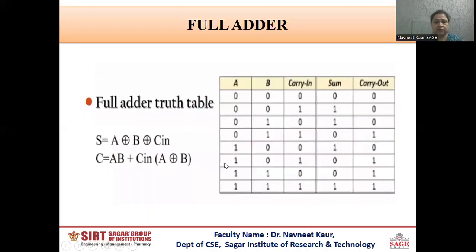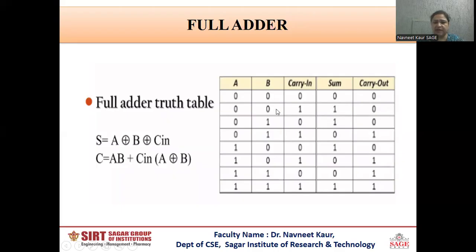Now, this is the truth table of the full adder circuit. Since there are three inputs, we will have a total of 8 combinations, starting from 0, 0, 0 to 1, 1, 1. In between, we have 0, 0, 1, 0, 1, 0, 0, 1, 1, 1, 0, 0, 1, 0, 1, 1, 1, 0. Now, for these 8 input combinations, we will generate sum and carry output. Say if all the 3 input bits are 0, naturally the sum will be 0 and the carry output will be 0.